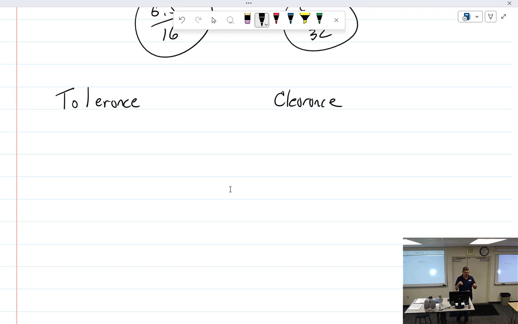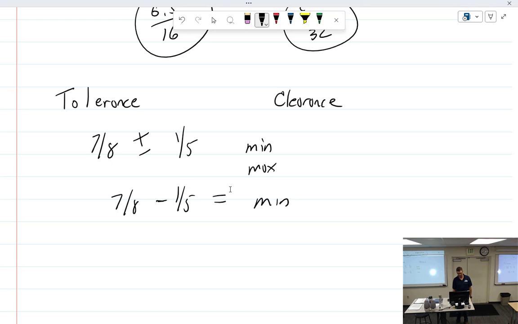Like a piston pin fitting inside of a connecting rod or a piston: what is the difference between the two? So in tolerance, we could have something that's supposed to be 7/8 plus or minus 1/5 of an inch. And then the question is, what is the minimum and what is the maximum? And what would you do for that? Add 1/5 to that or subtract it. Yes. Question 1 is 7/8 minus 1/5 equals the minimum. And what is that, by the way?